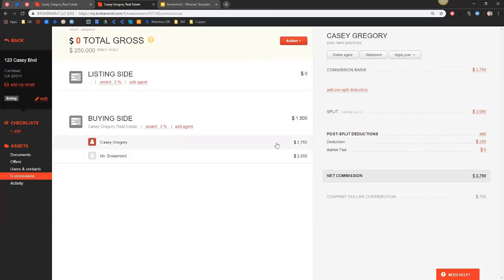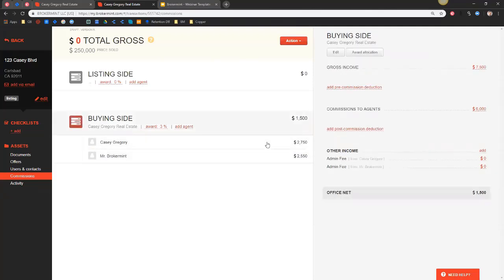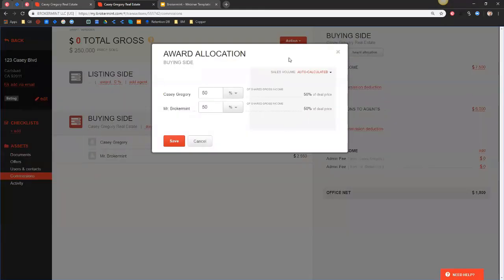Another great thing you can do here, besides choosing how to split that deal, is maybe one agent is a lead agent or one of them is a shower, whatever it may be. We only want Casey Gregory to get credit for sales volume. We can always, again, adjust award allocation for this transaction. We can make changes to how these agents are splitting the deal.